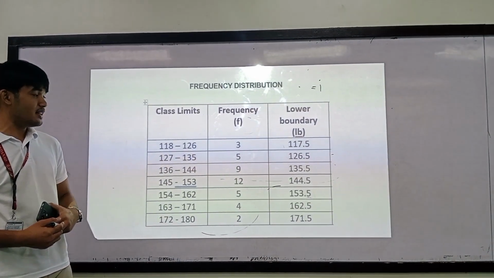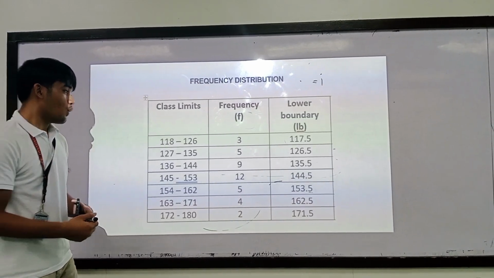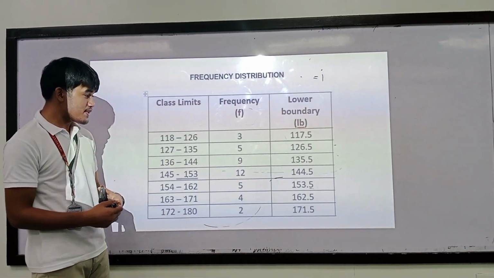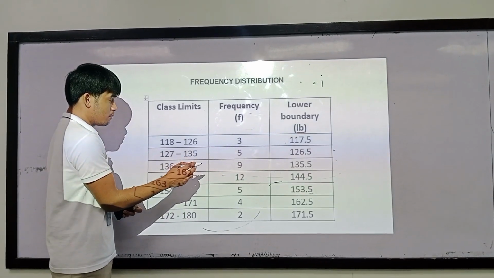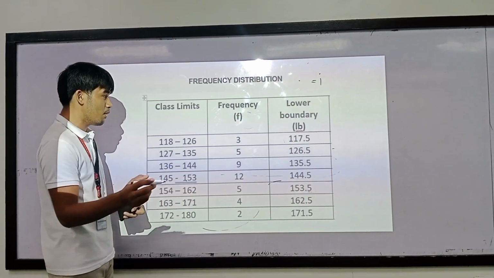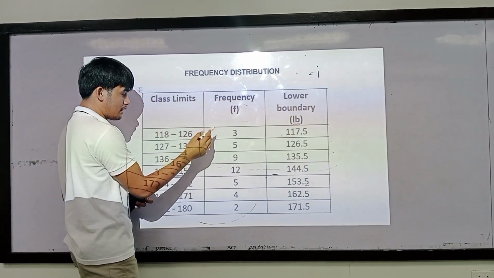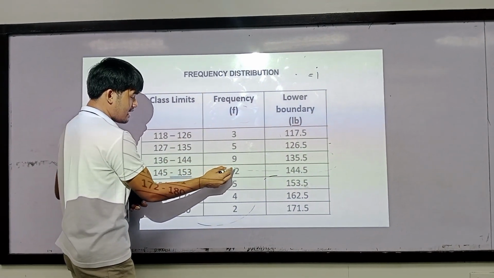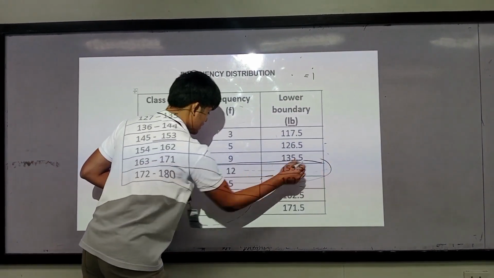So as what I have said earlier, they have the same process as the median. We will just observe which mode class contains the most frequent data. So in here, we can see that the most frequent, or the biggest value of the frequency, is 12. So this is now our mode class.